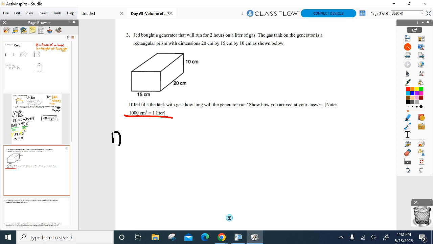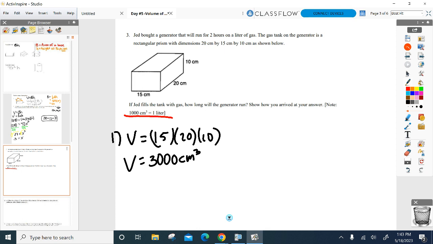So first thing I need to do, what is the volume of the generator? Just like our rectangular pool, length times width times height. 15 times 20 times 10. So the volume's going to be 3,000 cubic centimeters. But we're talking liters here now. And just get used to this. There's a ton of this in the second half of the unit. Conversions. I need to take my 3,000 cubic centimeters and transfer that to liters.